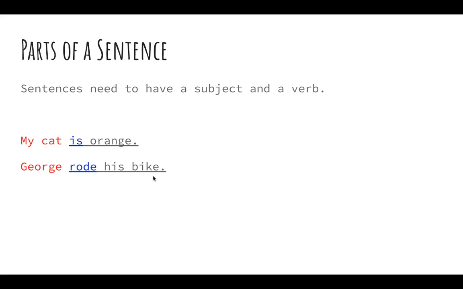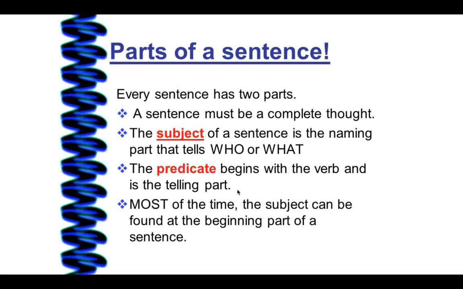George rode his bike. The subject is George. That's the who or what in the sentence. What did he do? He rode his bike. The verb is rode. The whole predicate would be rode his bike. Every sentence has two parts. A sentence must be a complete thought for it to make sense. The subject of a sentence is the naming part that tells who or what. The predicate begins with the verb and is the telling part. And most of the time, the subject can be found at the beginning part of a sentence.